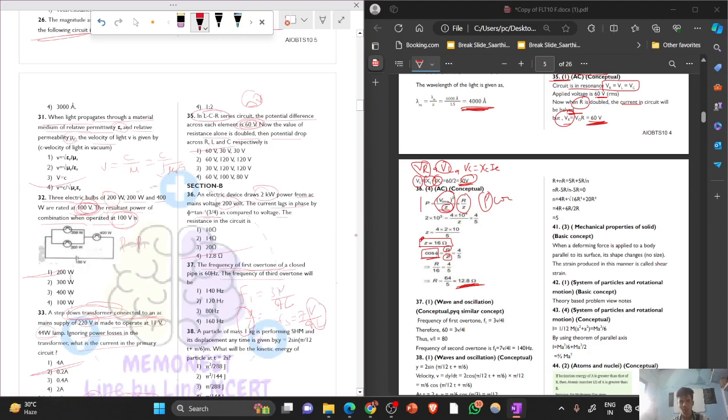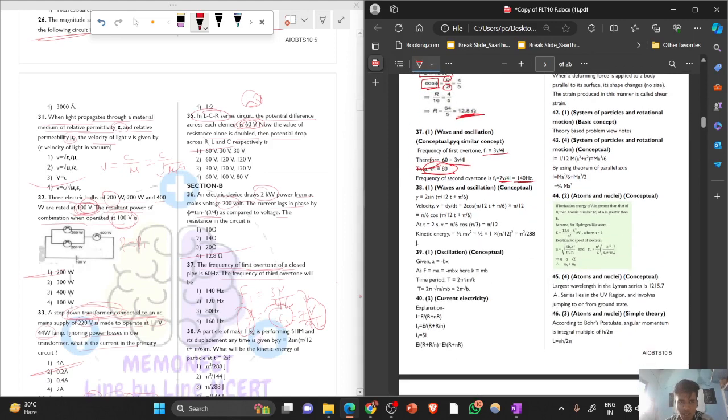You know V by L from the first expression. Put the value of V by L and get the value of F3. You can see the same has been done here. Once you get V by L, which is the same for that pipe, use it in the second required expression. Putting that value, F3 will be 140 Hertz. That will be your frequency, so option 1 will be the correct answer.